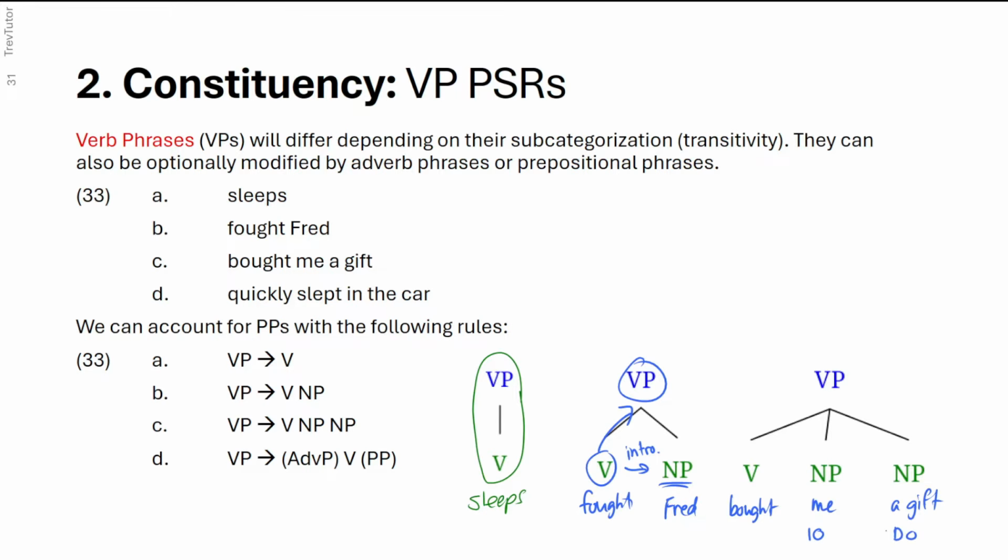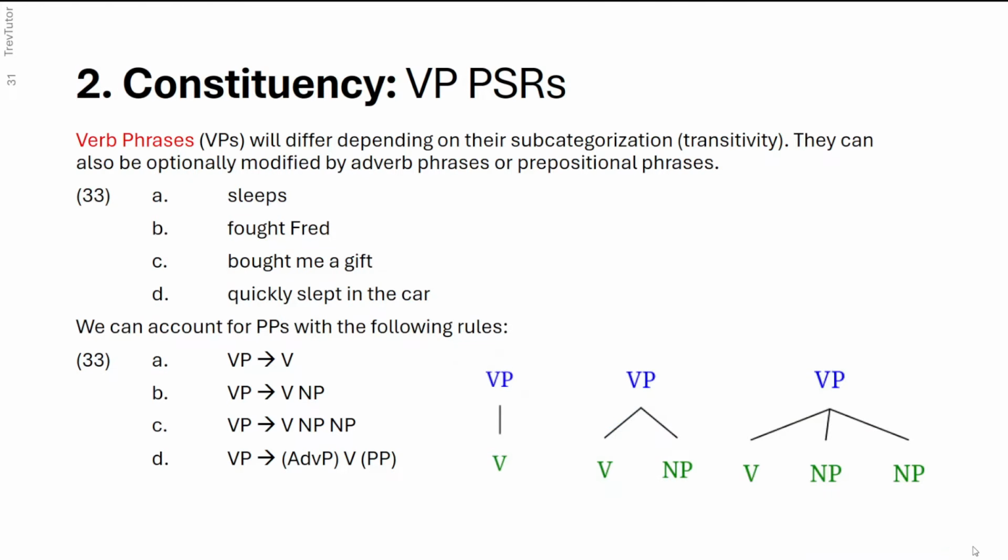Now there's no reason why we can't modify verb phrases with adverb phrases, and we've seen this before in the previous example for adverb phrases. So if we wanted to say "quickly slept in the car," what we would do here is have slept as the verb head. We could introduce an adverb phrase, which is quickly, and then we could introduce a prepositional phrase afterwards, in the car, that tells you where the sleeping occurred. So that is how we could draw a structure for 33D, quickly slept in the car.